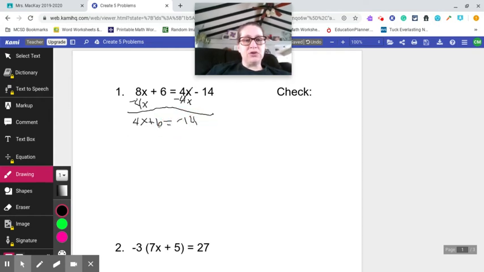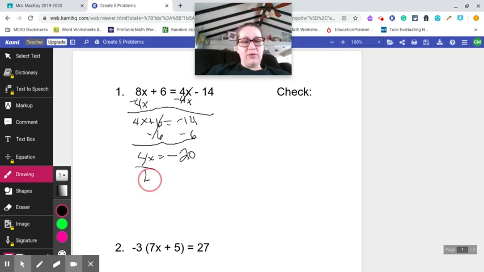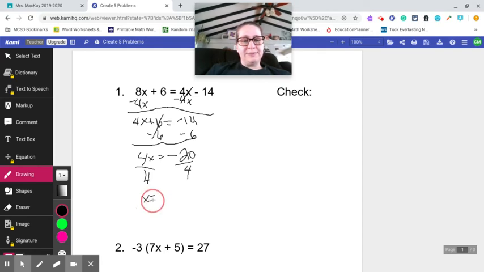Okay, next thing I'm going to do is I'm going to move my 6 to the other side. Right now I have a plus 6. To move it to the other side, I'm going to subtract 6. Okay, the 6's cancel each other out. That leaves me with 4x equals negative 20. I'm going to divide both sides by 4. And x equals negative 5.